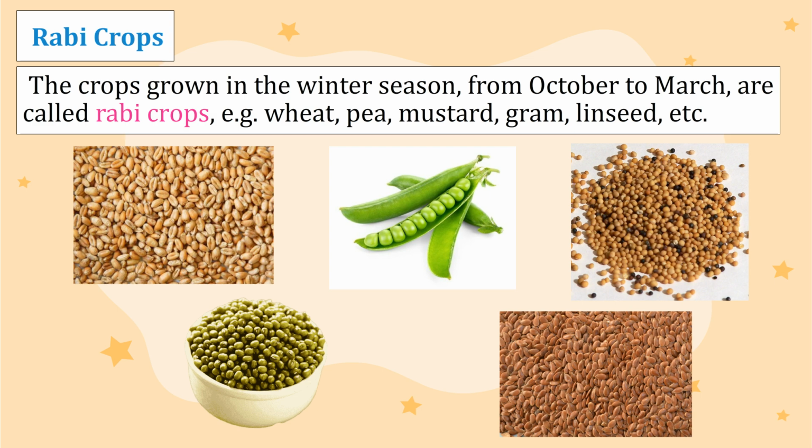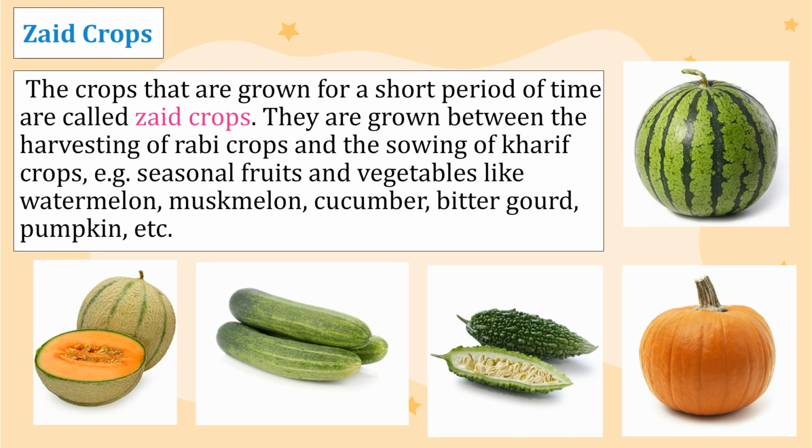Rabi crops. The crops grown in the winter season, from October to March, are called Rabi crops. Examples: wheat, pea, mustard, gram, linseed, etc.